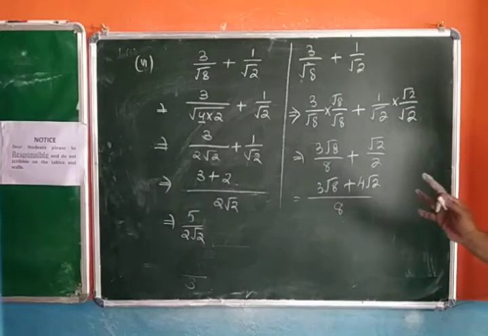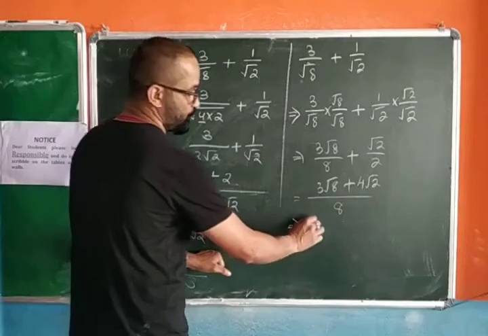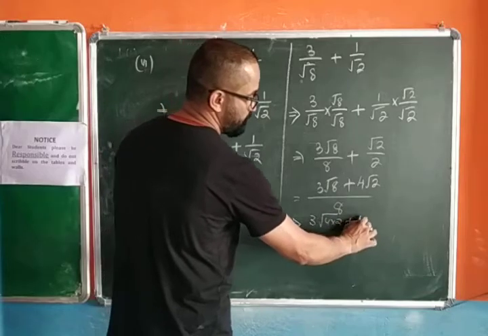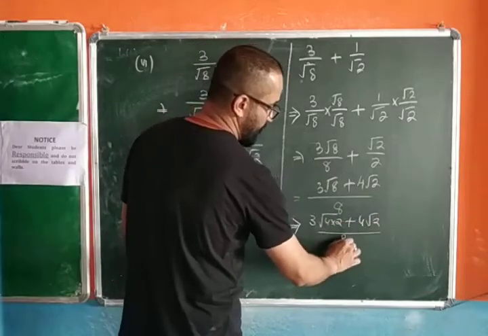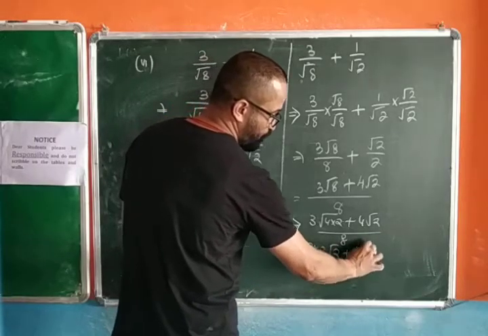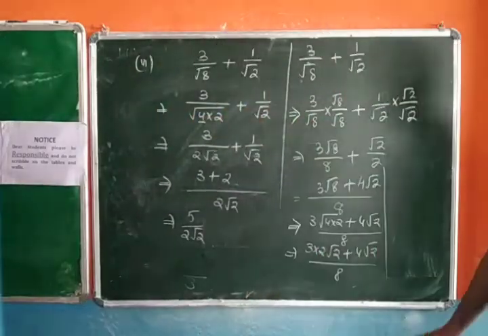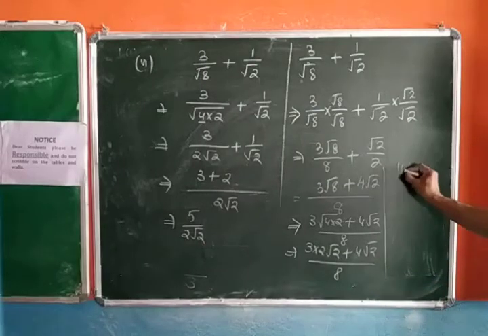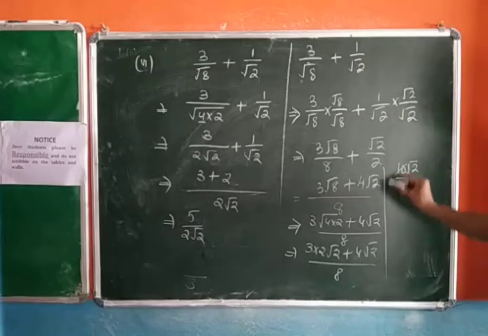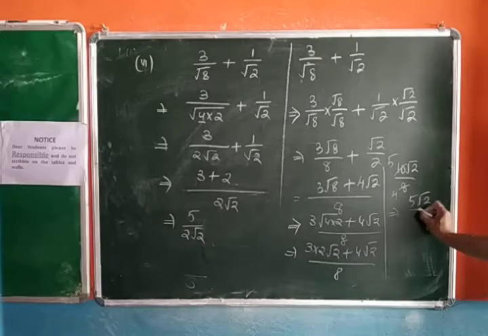You cannot add it up because these two are not like surds. So you simplify this, you get 3 into 2 root 2 plus 4 root 2 divided by 8. Now simplification. 3 into 2 is 6, 6 plus 4 is 10. 10 root 2 divided by 8. If it is divisible, you can cancel it. 5 times, 4 times. So you get 5 root 2 divided by 4.